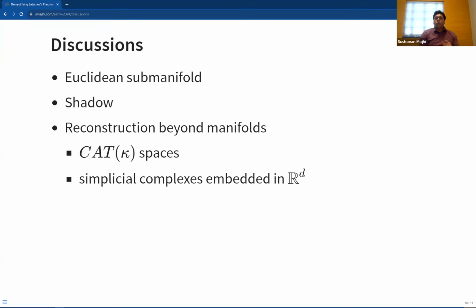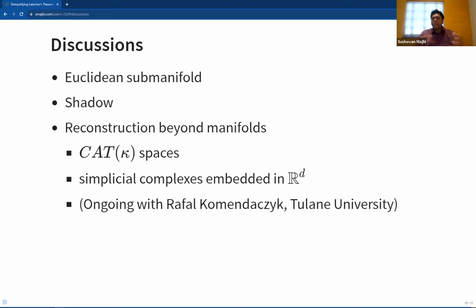Also, for Euclidean subspaces, what if we have something beyond manifolds, let's say a simplicial complex, maybe a triangulation of a space embedded into R^D, and we have a finite sample around it in the sense of Hausdorff? Can we use these techniques to extend the reconstruction schemes that we have currently for submanifolds? I've been collaborating with Rafal Komendarczyk from Tulane University and his graduate students to look into this further.